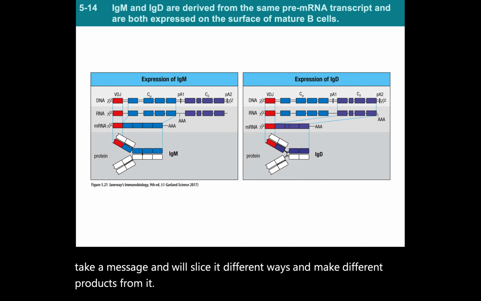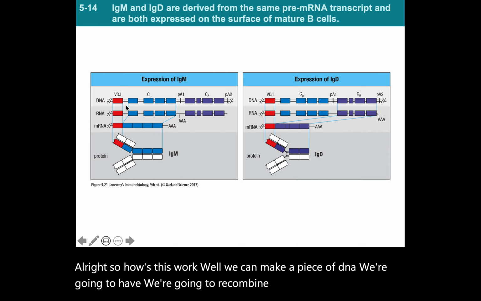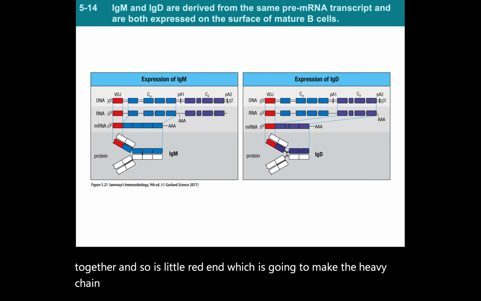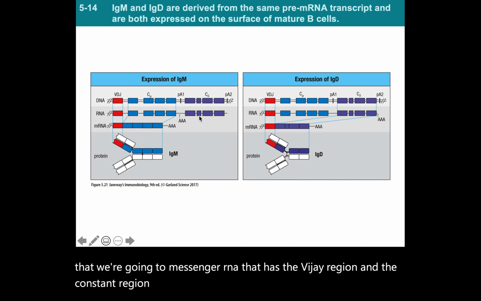All right, so how does this work? Well, on the piece of DNA we're going to recombine the V, D, and J so they're all joined together. So they're going to be this little red end, which is going to make the heavy chain variable region shown in this particular diagram. To express that, we're going to make a messenger RNA that has the VDJ region and the constant region for IgM and the constant region for IgD together on there.